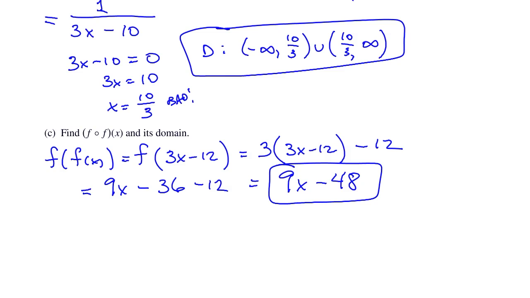The composition is polynomial. The two functions that made it up were both polynomial, so there is no problem with the domain. The domain is negative infinity to infinity.